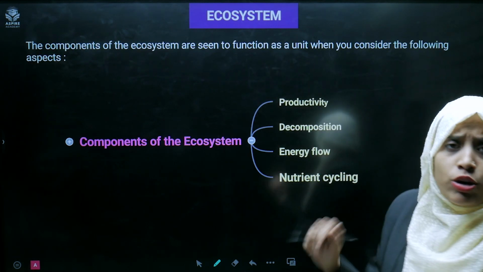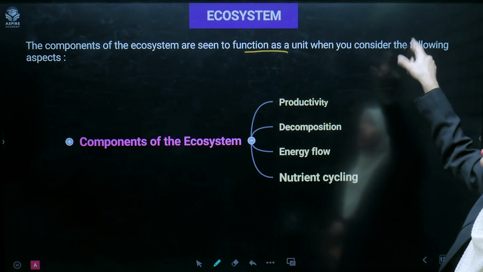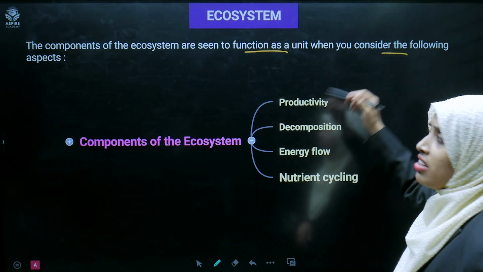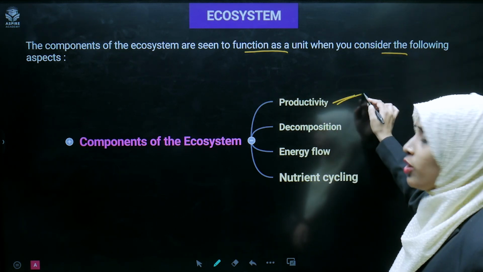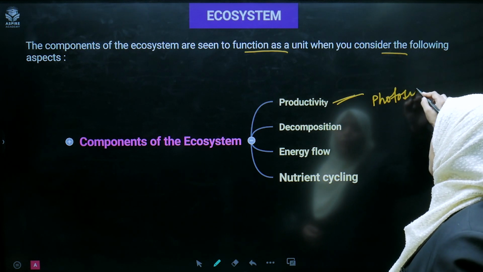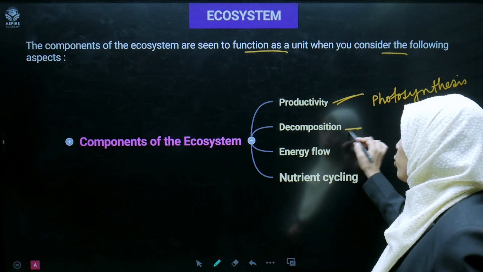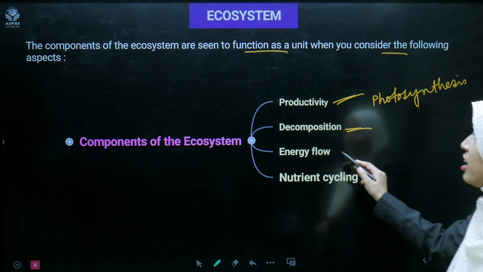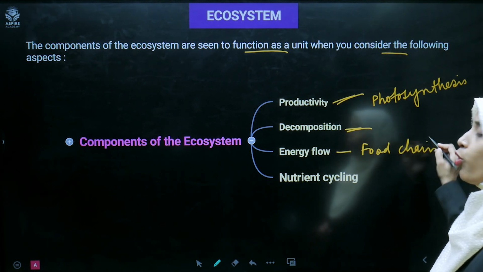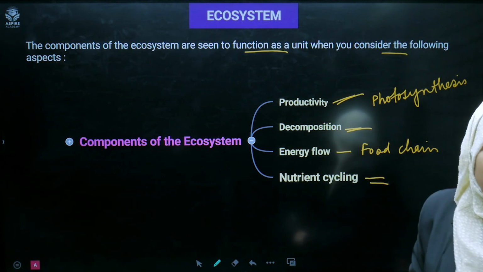Now, the components of the ecosystem, what components are seen to function? So here we are studying about the functional unit of the ecosystem. The function of our ecosystem consists of certain aspects. What are they? Productivity in our ecosystem, that means photosynthesis, by which plants make their food. Photosynthesis goes on. This is one of the functions, and another is decomposition by the decomposers. Then energy flow, which is because of the food chain. Energy flow takes place within the food chain, and finally the nutrient cycle goes on.